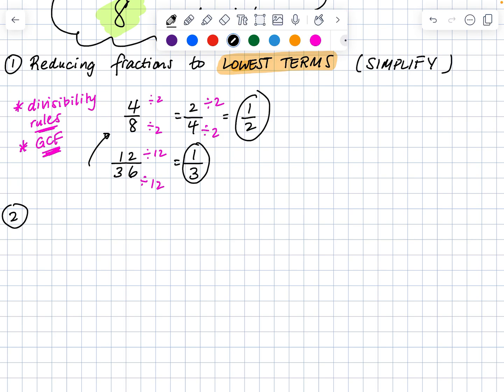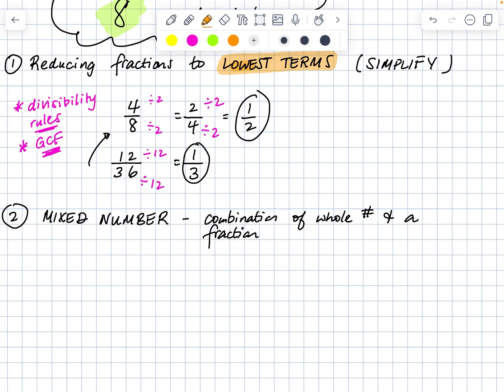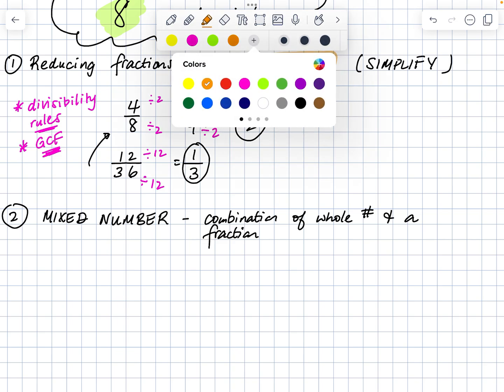Okay, so let's start with vocabulary first. Okay, so a mixed number is where you have a combination of a whole number and a fraction. Again, a mixed number is where you have a combination of a whole number and a fraction. So make sure you jot down that definition.